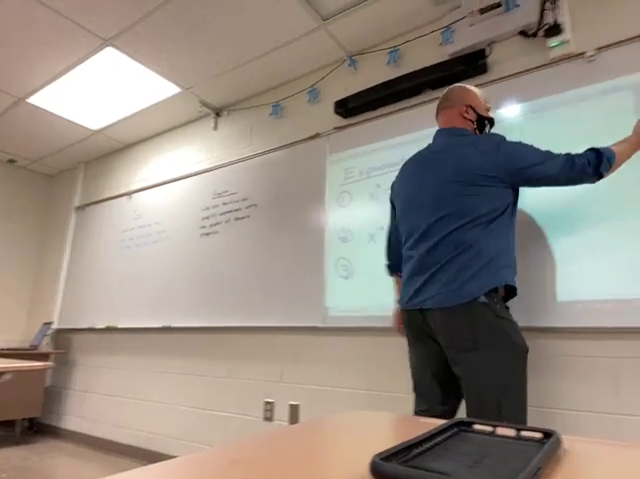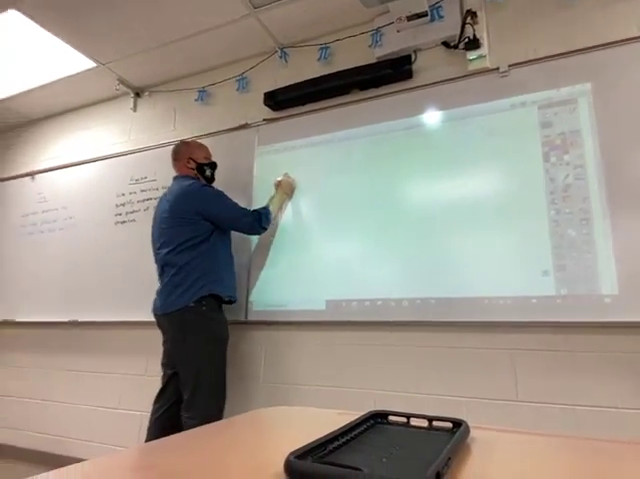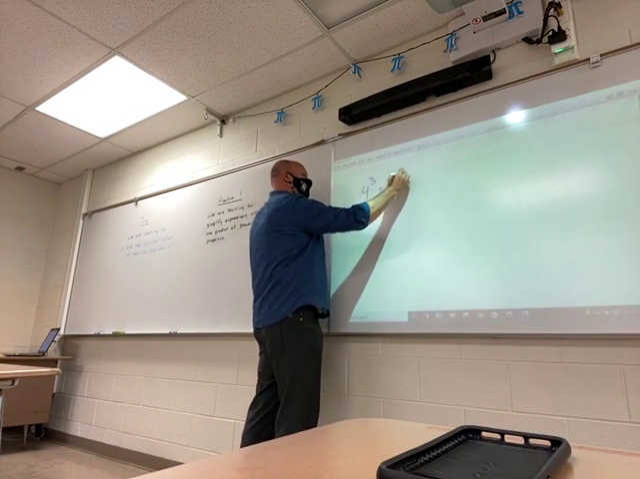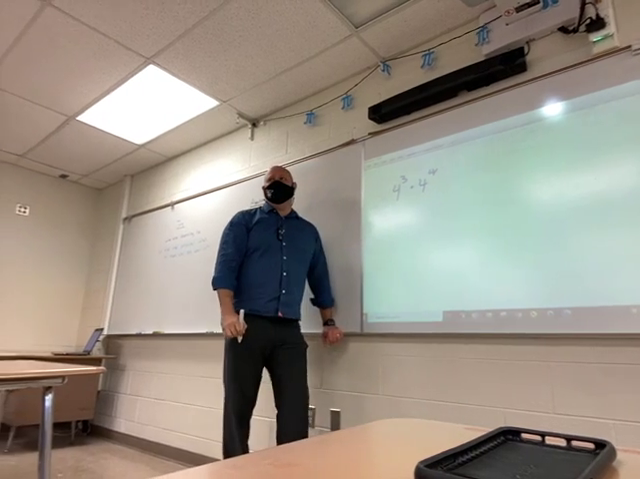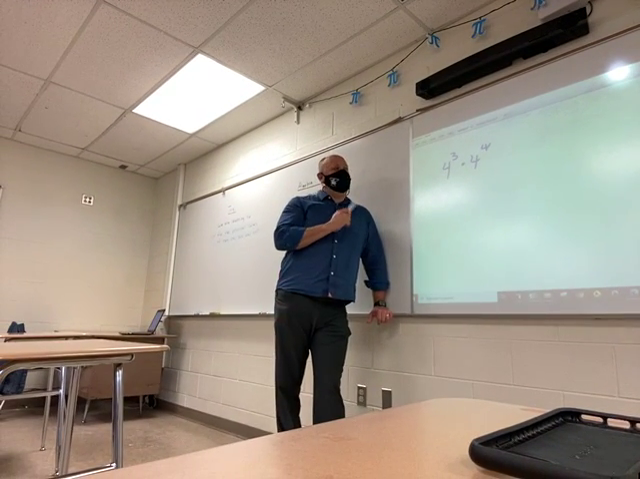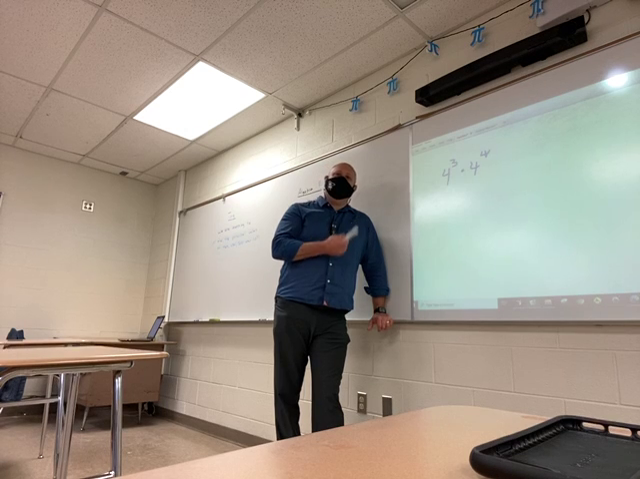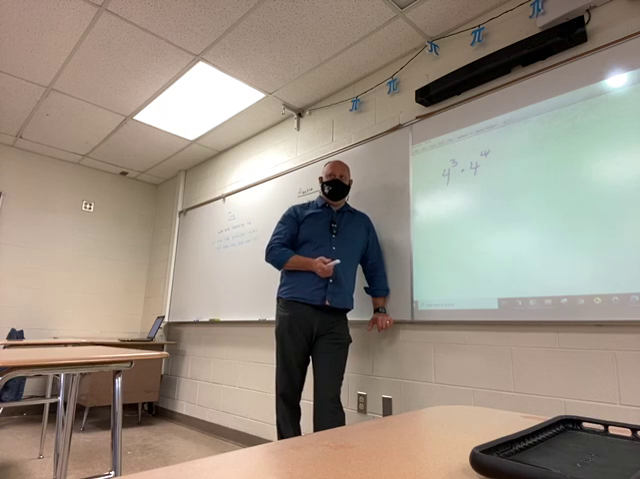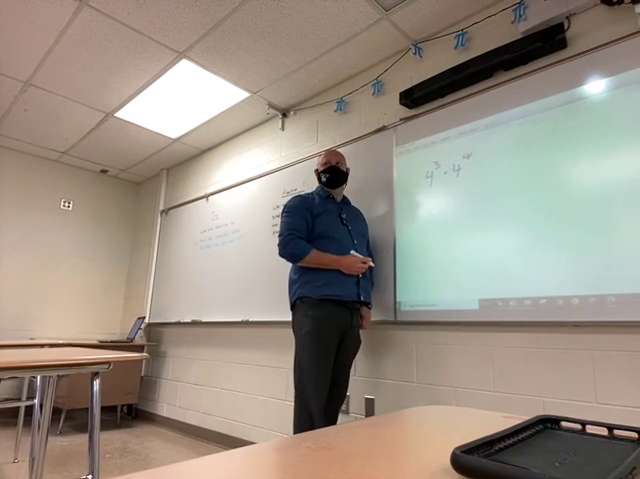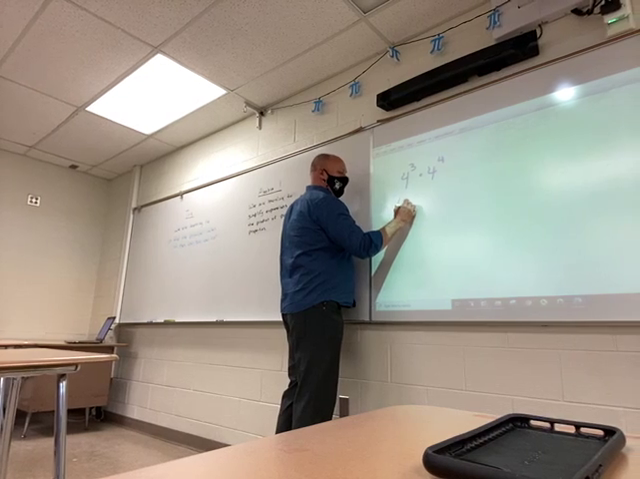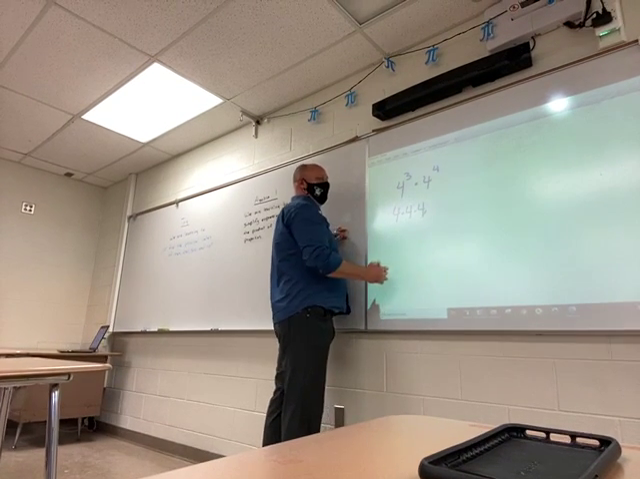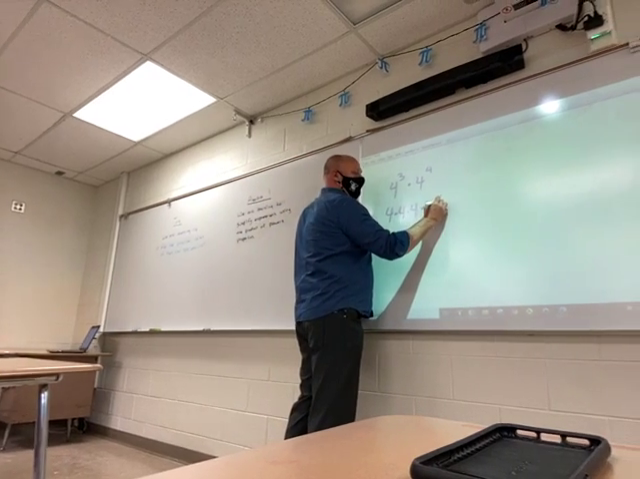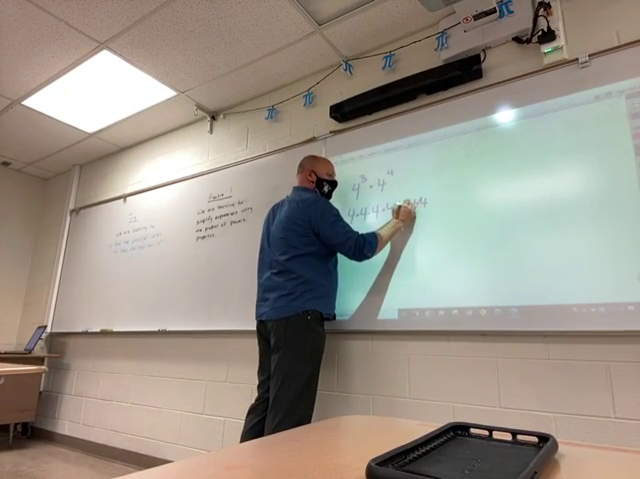So the first one deals with problems like this: 4 to the third times 4 to the fourth. If you see numbers with the same base like this, what do we do with the exponents? You add them. Do you know why we add them? What does 4 to the third mean? It means 4 times 4 times 4. Times, what's 4 to the fourth mean? 4, 4, 4, and 4, right?